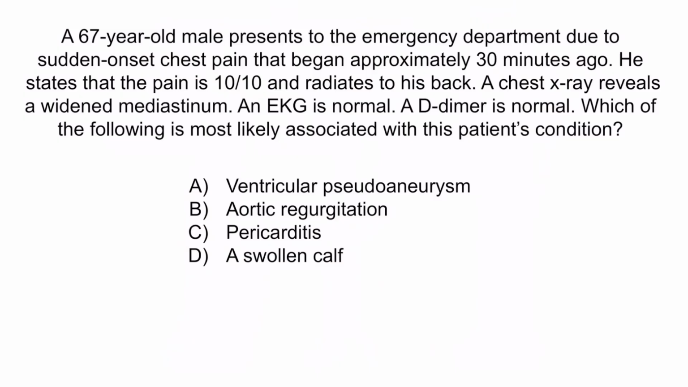A and C are wrong, as these are both complications of myocardial infarction. This patient's EKG is normal, and there was no mention of troponin enzymes or other features that would lead us to believe that this patient is having a heart attack, so A and C are wrong. D is a reference to a pulmonary embolism. However, this is unlikely considering that the D-dimer was normal, so D is incorrect. And again, the correct answer is B, aortic regurgitation. And that concludes this section.